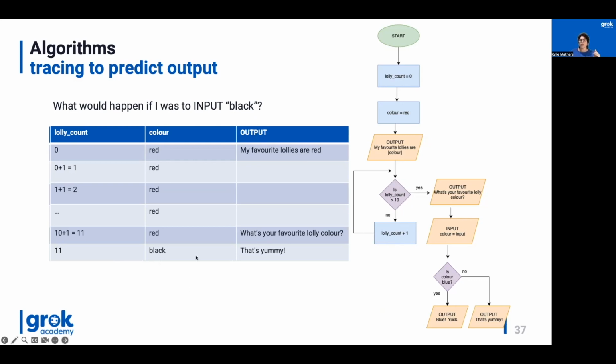So if I entered black, what would happen? Hopefully they come back with that's yummy. So you might start with a simple version of this with a bit of a trace or a desk check, and you would test it out and slowly get a little bit more complex.